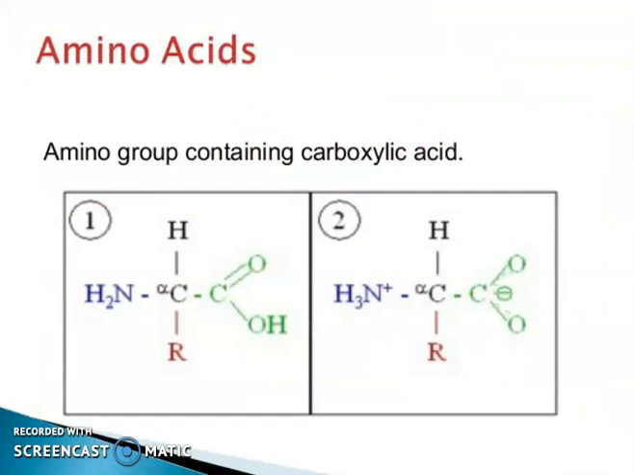Now, what is amino acid? Amino acid contains a carboxylic acid. You can see the carbon, which contains COOH group, NH2 group, alkyl group and hydrogen, and it is chiral. And the other form, COO minus, NH3 plus, has almost the same structure.